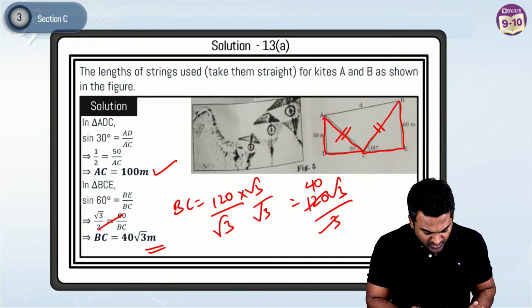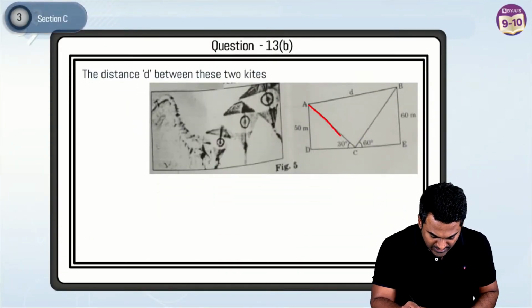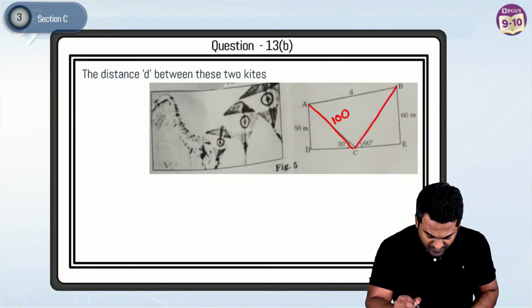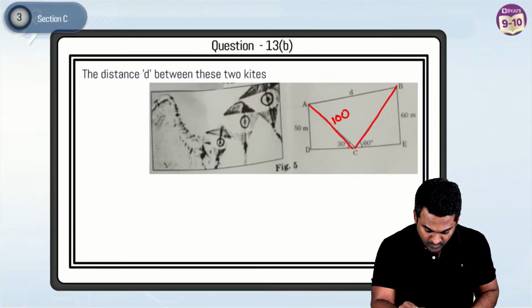Now the next part, what do you got to do? Now you already know this, right? That AC here is 100. And you already have found BC. How much was BC that we just found? 40 root 3. Okay, so you found this to be 40 root 3.